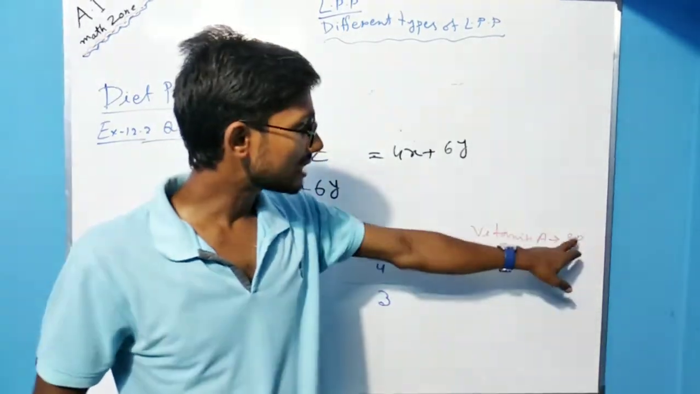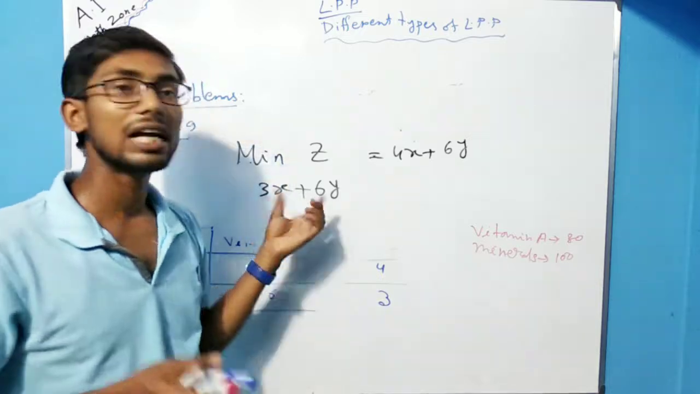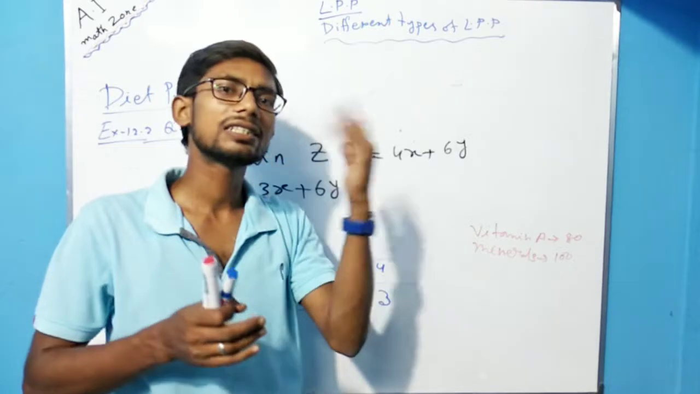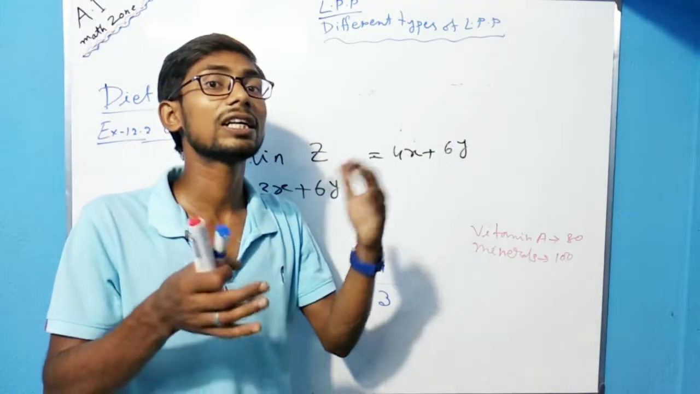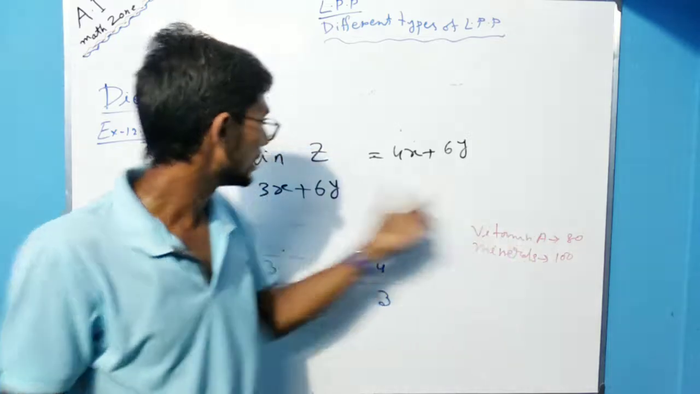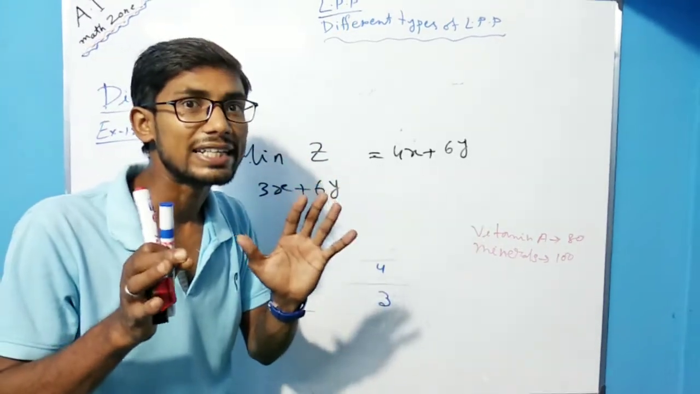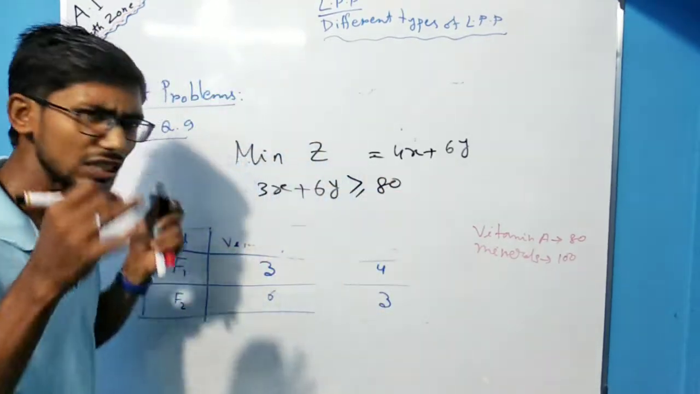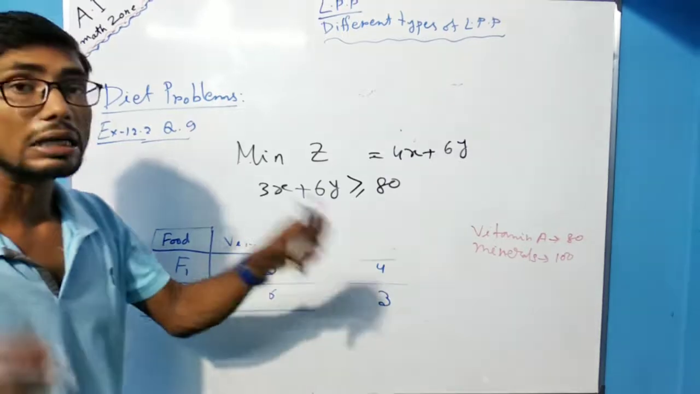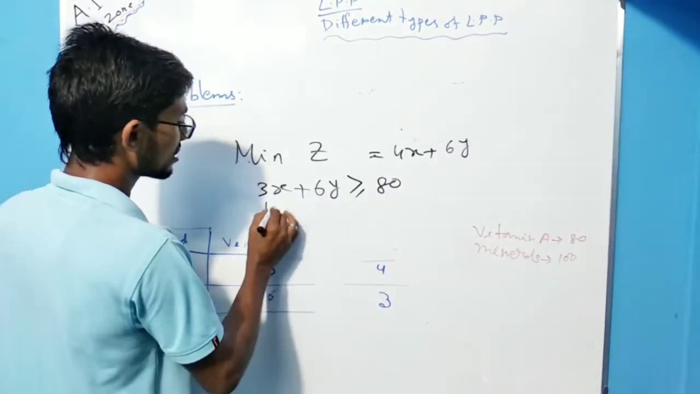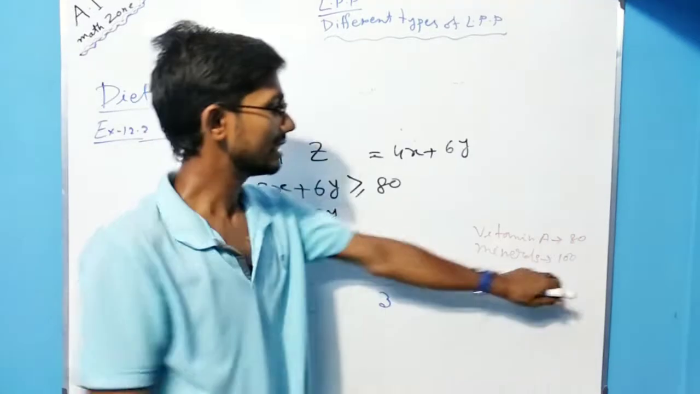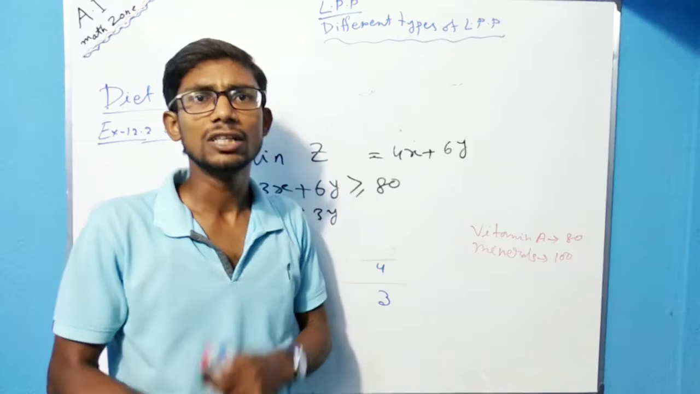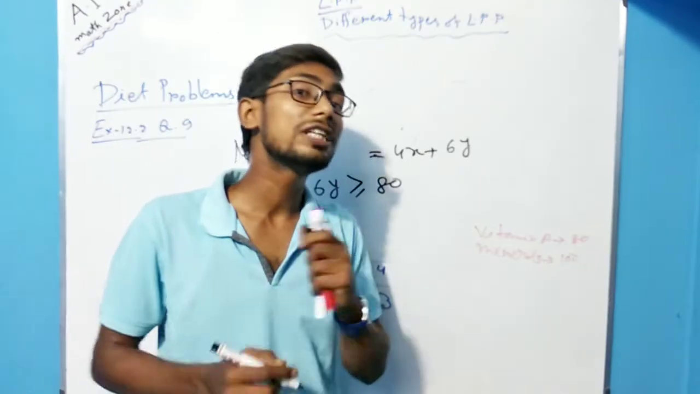Here the requirement is how much? 80. So the amount we get here should be at least 80. If vitamin A is more than 80, there is no problem, but if it is less, then there will be a problem, right? So this amount must be greater than or equal to 80. So 3x plus 6y is greater than or equal to 80, and in a similar way you can calculate for minerals also. So this will be 4x plus 3y, and see here, our requirement for minerals is how much? 100 units, right? So we need at least 100 units of minerals, right?